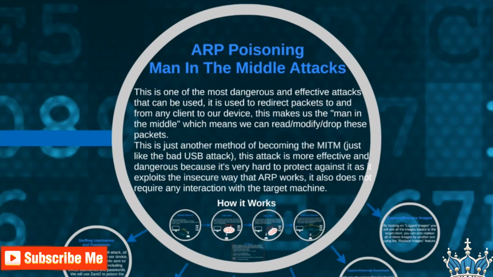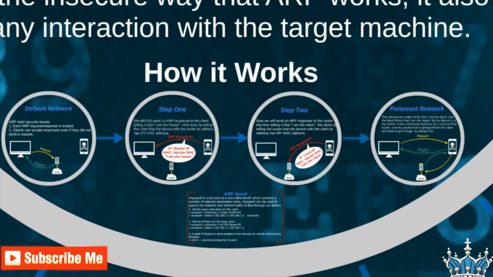So whether it's a phone, a tablet, a computer running Windows, Linux, iOS, macOS, it doesn't matter. As long as it uses ARP, which all of them do, then you can use ARP poisoning to become the man in the middle, without sending anything to the target device, without interacting with the user, and without physically interacting with the device. So let's understand and see how this attack works.